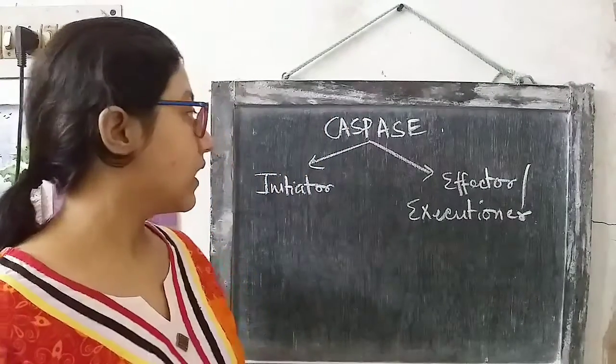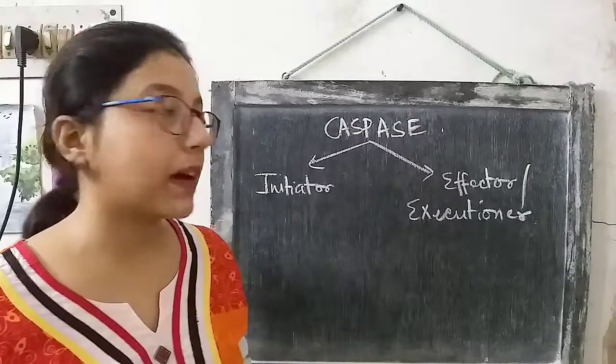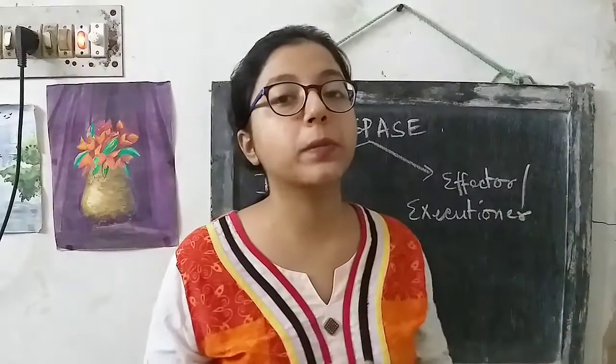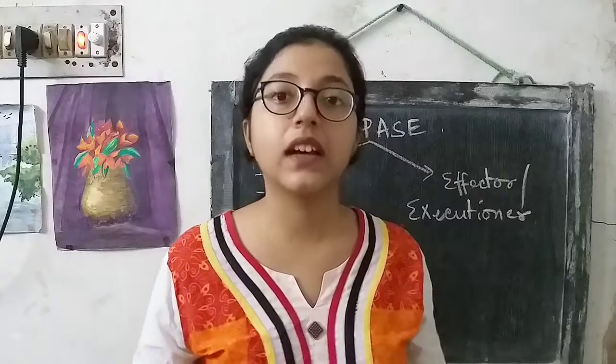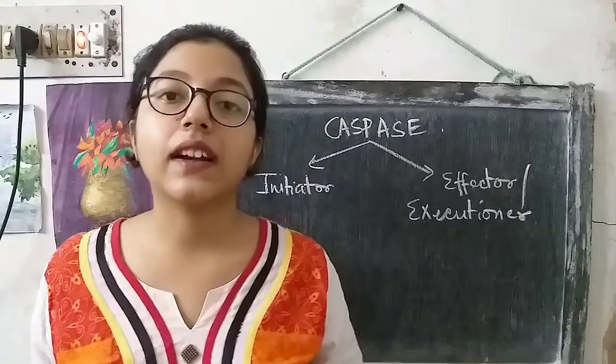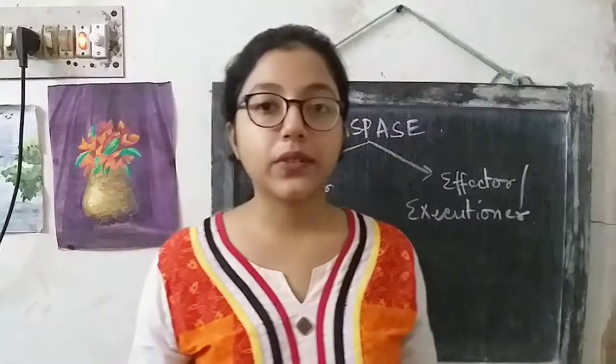So the initiator caspase turns on the pathway, and the effector caspases actually perform the proteolytic function, and these caspases carry out the target cell death. So these are the two categories of caspases.